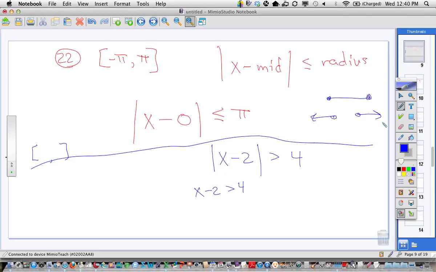One's an and, because it's everything this way and this way, so it's what's in both, and this is or, it's either this or it's this. Well, this is an or. And when it points this way, it's an or, and when it points the other way, it's an and. So on this one, it's an and situation when it points that way, and in this case, it's an or.